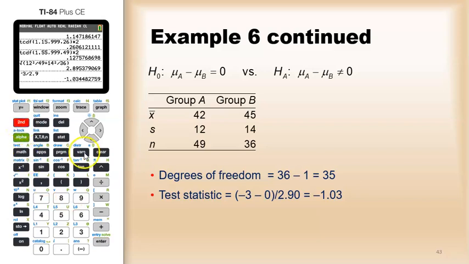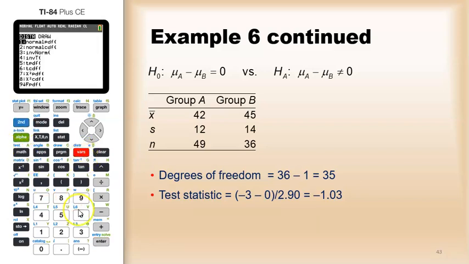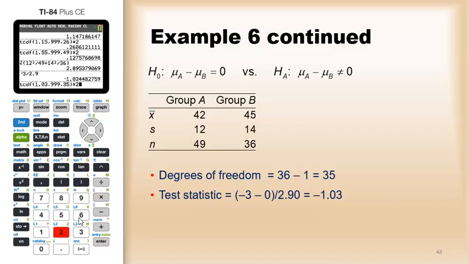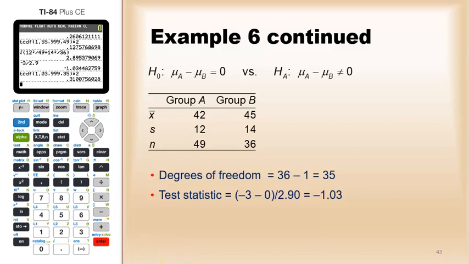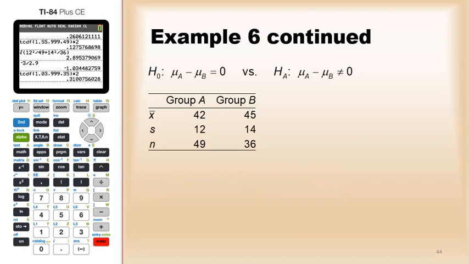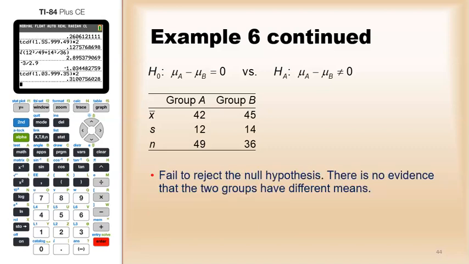For the p-value, I'll make that a positive 1.03. And it's at 35 degrees of freedom. tcdf times 2. And the p-value is about 0.31. So that would be fail to reject. There's no evidence that the two groups have different means.